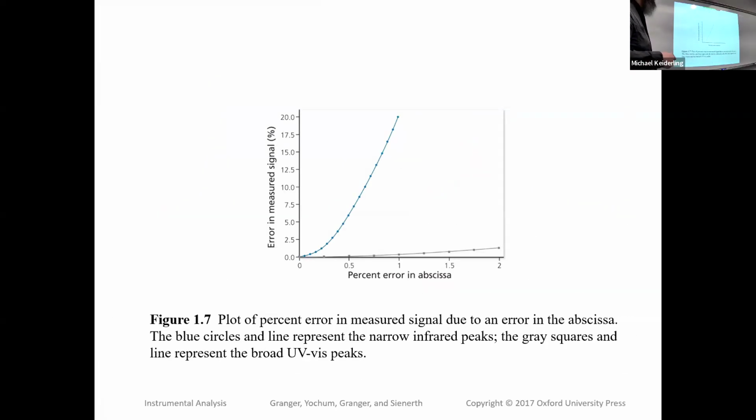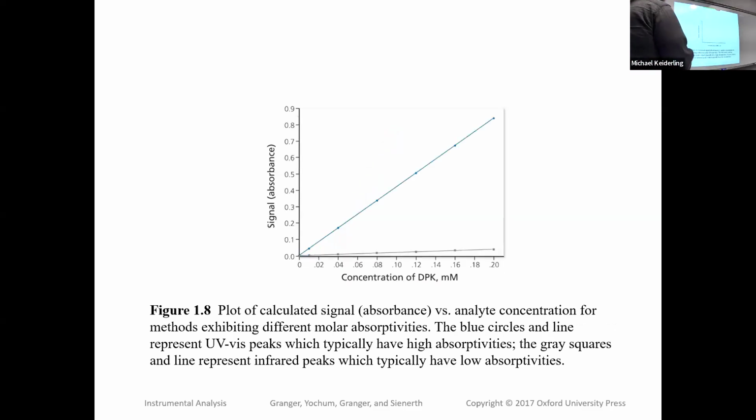So this is error in the input, error in the measured signal. This is IR. This is UV vis. You can see why one is better for quantitative measurements. And that's probably why in the past we've had generally lousy data when doing quantitative measurements with IR. I don't know. There's probably some other issues about particular extent.